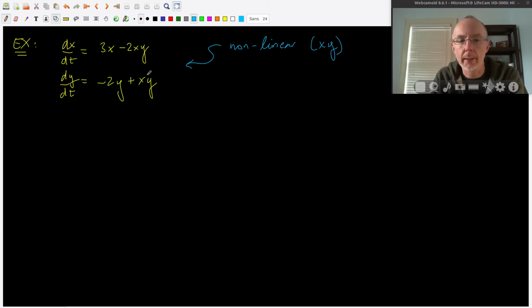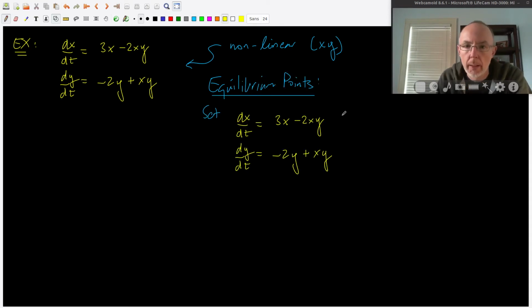These are nonlinear because I'm multiplying x's and y's together. And that could include things like x squared or sine of x. Any of that will make it nonlinear. So our first job in all of these is always to find the equilibrium points. And we just do that by setting the derivatives to 0, right? And so that gives us two equations to solve. So let's look at each of them.